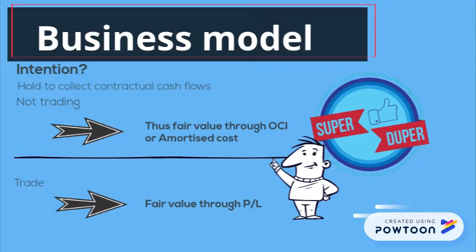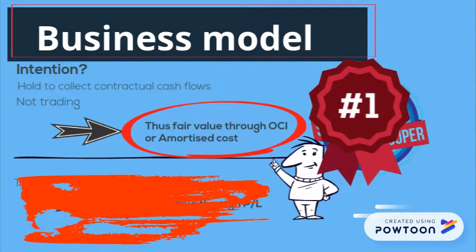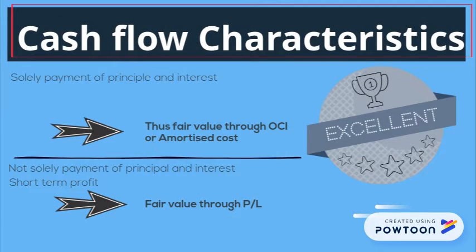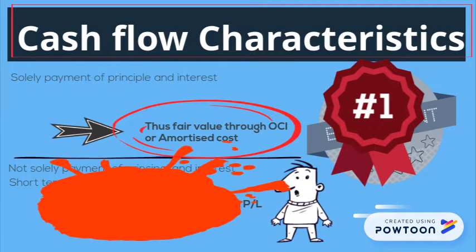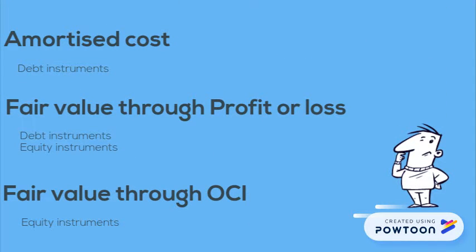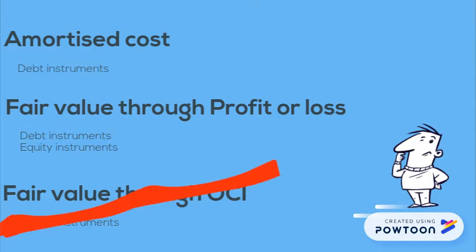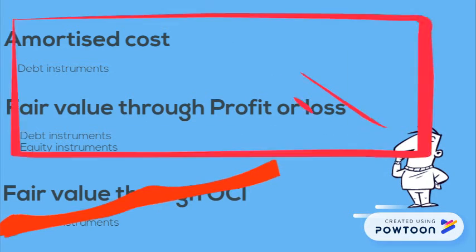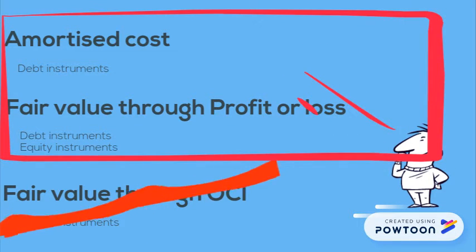As the intention is to hold it to collect contractual cash flows, it is thus fair value through OCI or amortized cost. As the payments will consist only of principal and interest, it can thus either be fair value through OCI or amortized cost. As it is a debt instrument, fair value through OCI is cancelled out. Therefore, we sit with amortized cost and fair value through profit and loss.